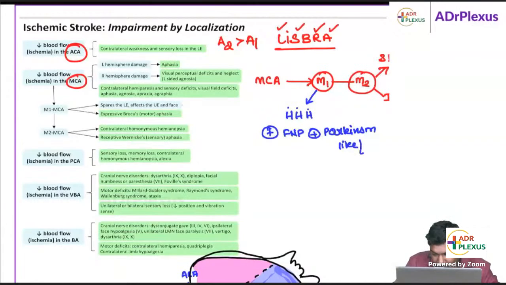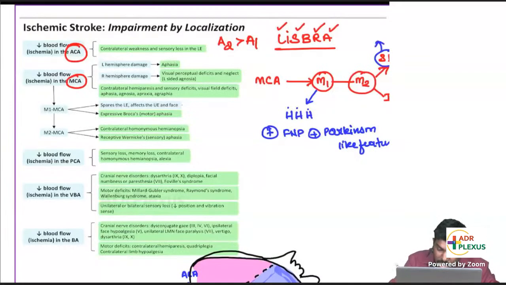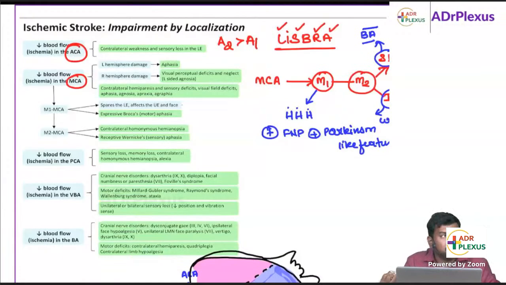Whenever the superior division is involved, it is going to be Broca's aphasia, right? And when the inferior division is involved, Wernicke's aphasia, yes.